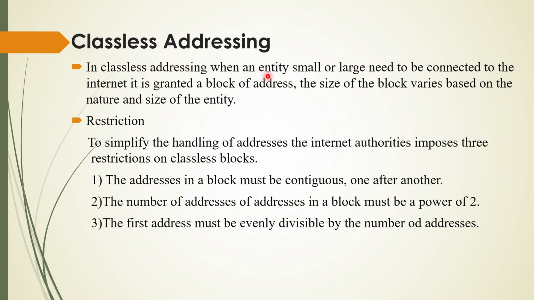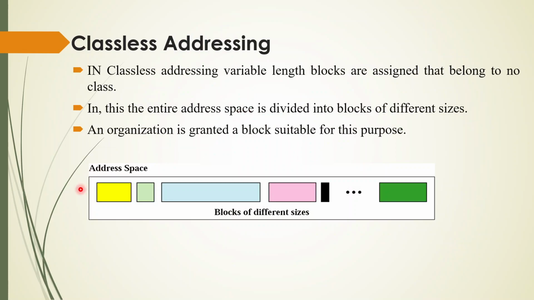In classless addressing, when an entity, small or large, needs to be connected to the internet, it is granted a block of addresses. The size of the block varies based on the nature and the size of the entity. So it depends on the entity and its purpose. Some need less, some need more, so the address space is divided into blocks of different sizes accordingly.